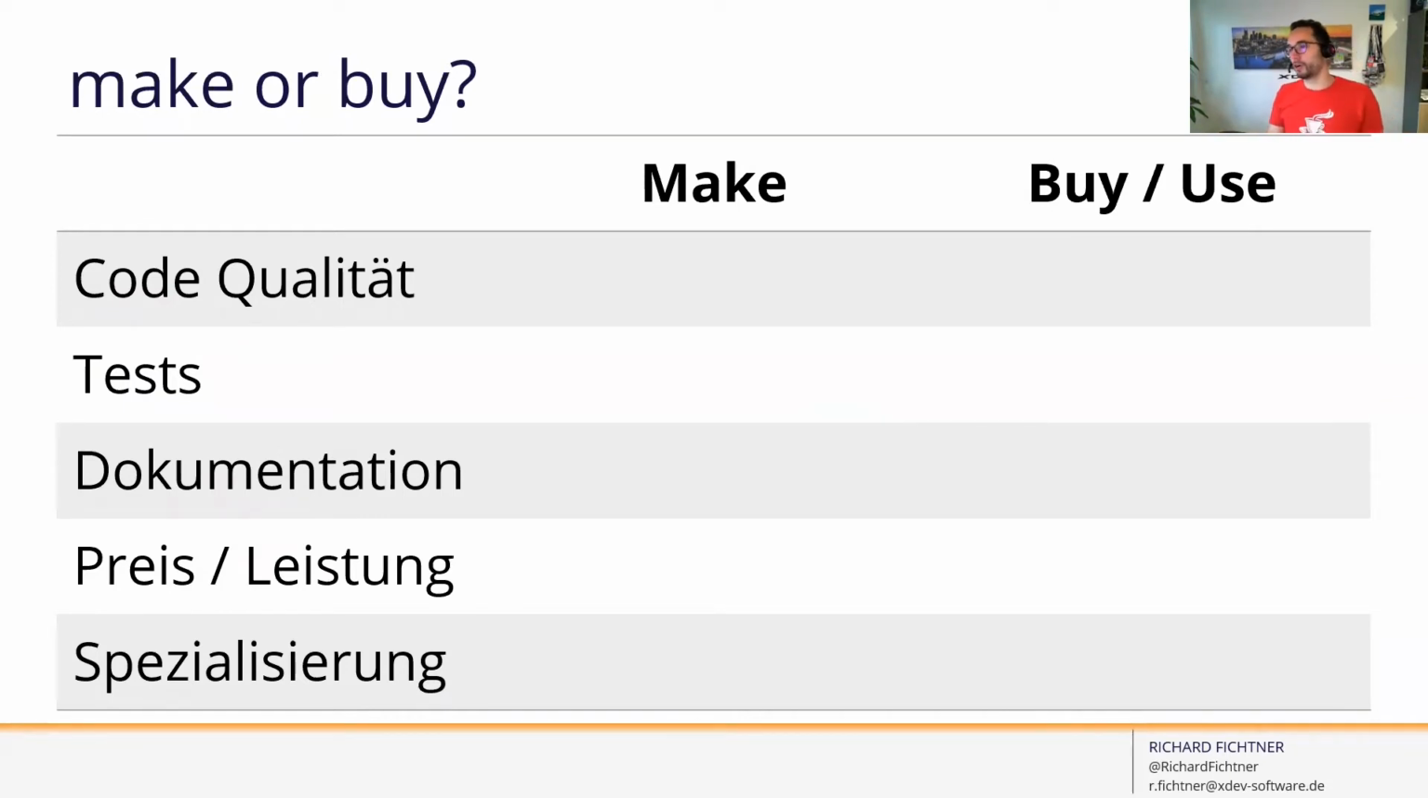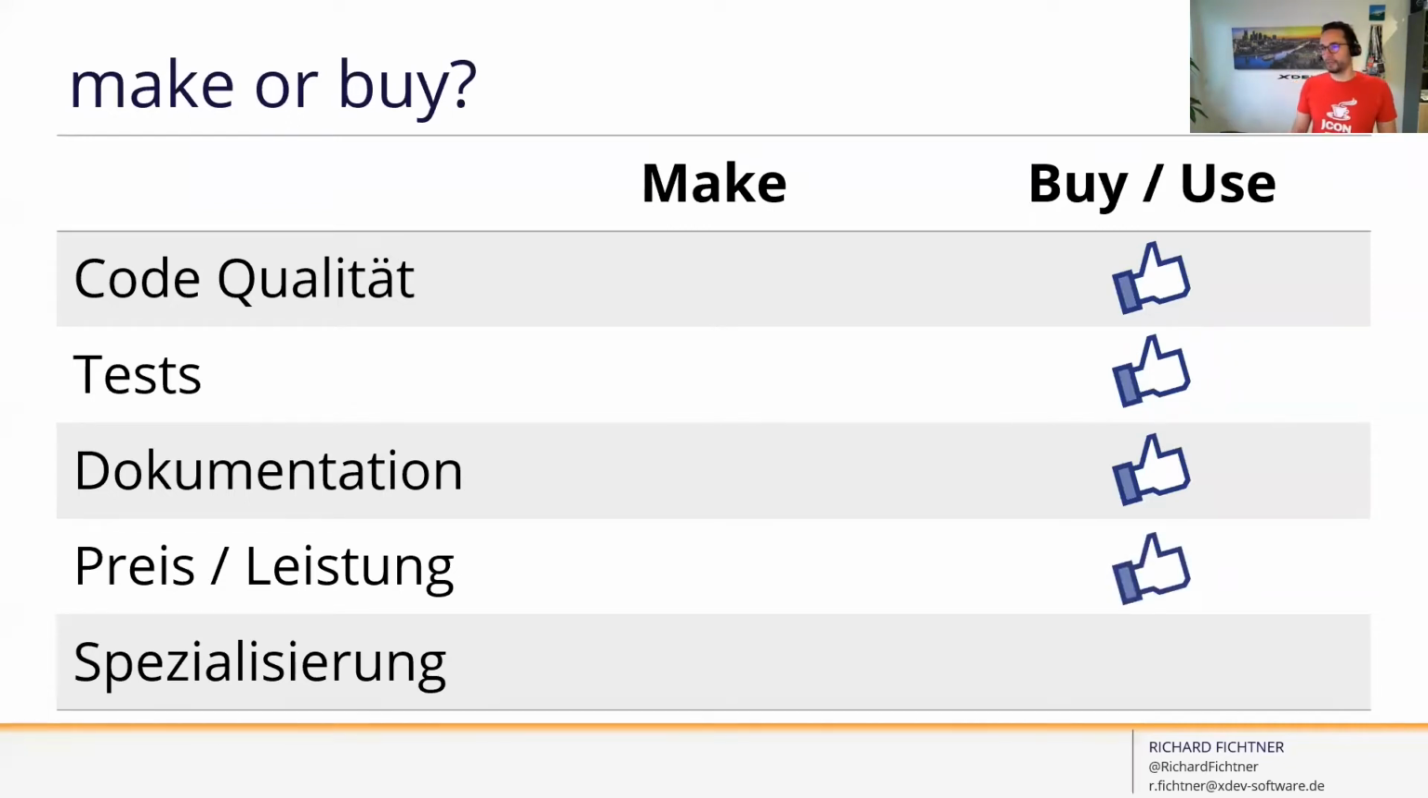The first line says code quality. If I write a CSV import, it's usually bad quality. I don't have time to test it, so it's better to use something that's already there. And I never have time to write documentation. That's no fun at all. And it's cheaper to just use something that's there.